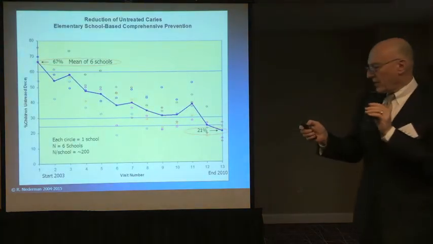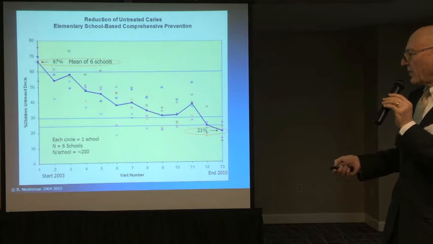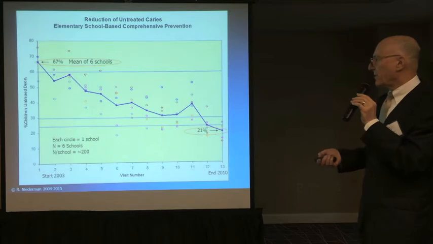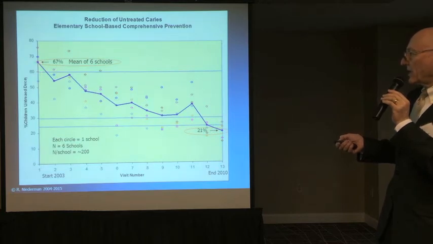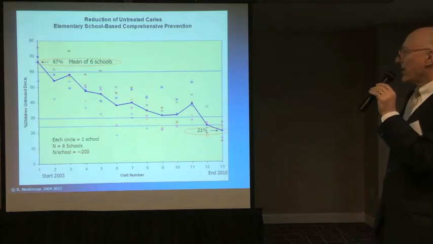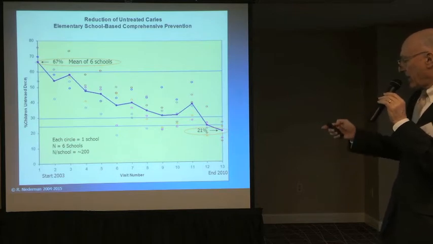This is a detail. Each of these circles is one school. Again, the y-axis is the same that I showed you before. These numerical increments are 6 months, so we went in the fall and the spring. Each of these circles is a school of about 200, and this is the American Indian average, national goal for 2020. In the schools we were in, we started out with 67% of the kids having untreated decay, and we drove that down to 21% in 6 years.